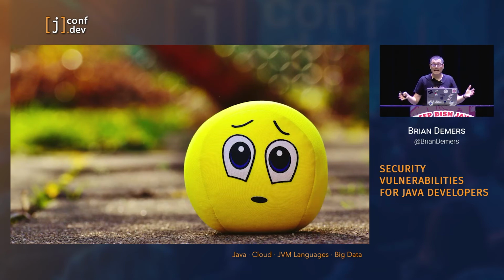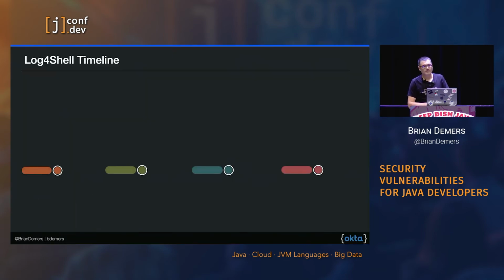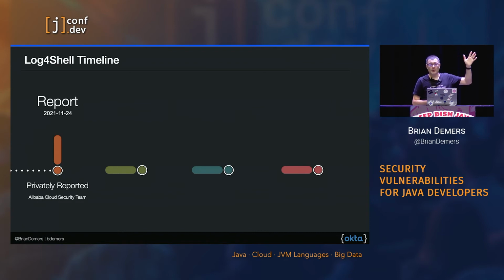With that out of the way, I do think it's important to look back and think about things and tie it into what we've been talking about. So here's another timeline, right? This one's going to look a little different. This is the story as I know it anyway. So the issue was reported by Alibaba's cloud security team to the Log4j team. So far, so good. We're in the clear. This is the same as we talked about before.